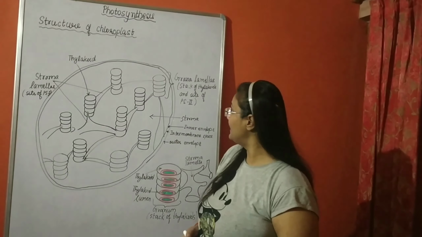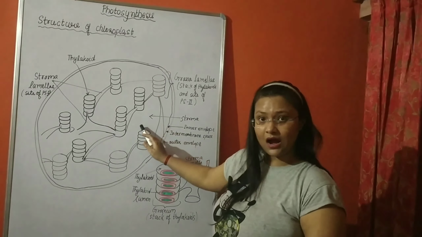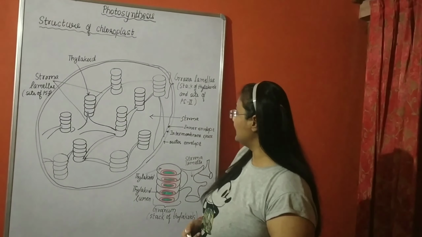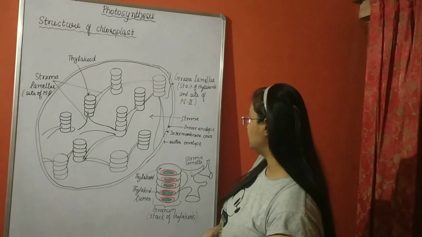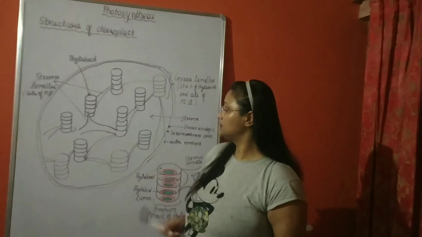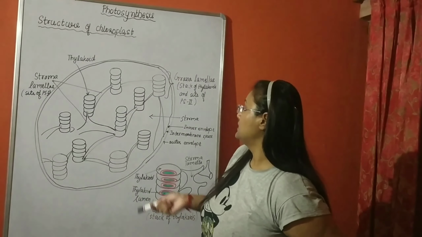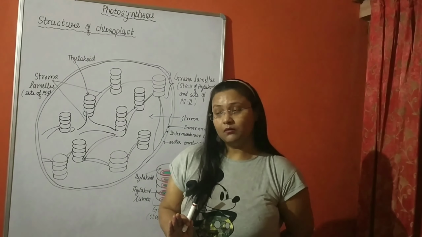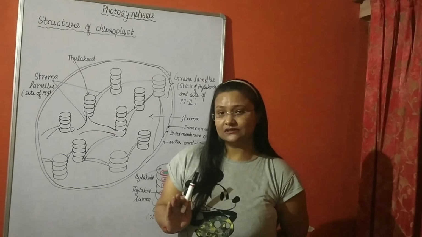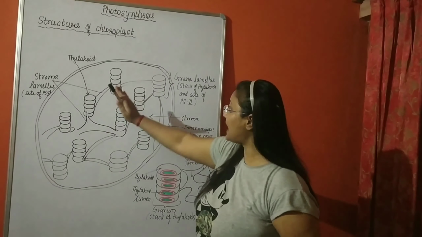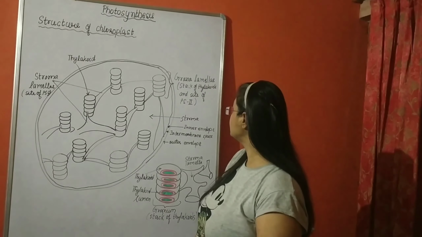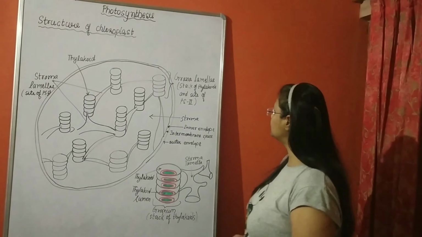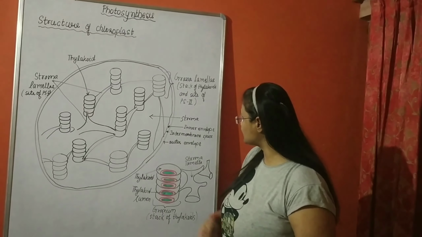It has got two parts. One of them is stroma, this space, and another one is thylakoid. So these thylakoids are very important from a light reaction point of view. Before I discuss more about thylakoids, let us discuss all the other structures.